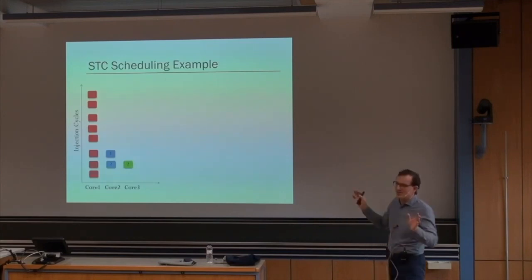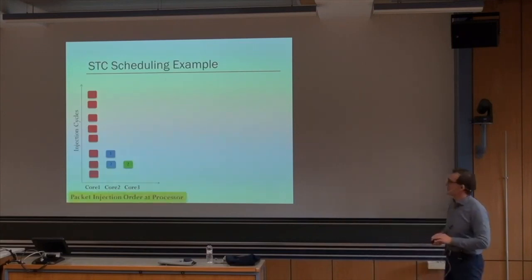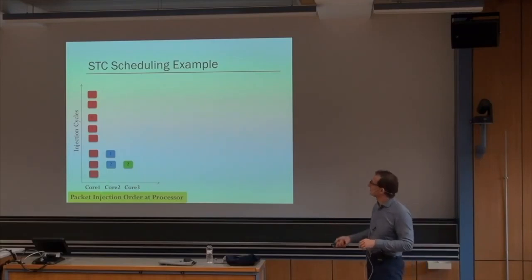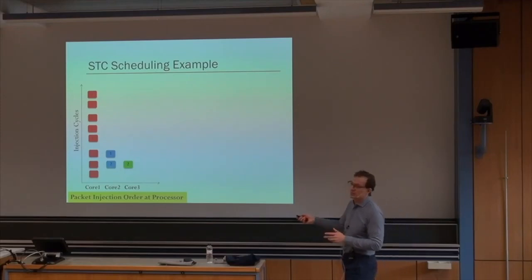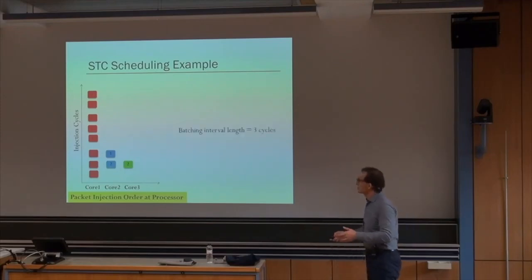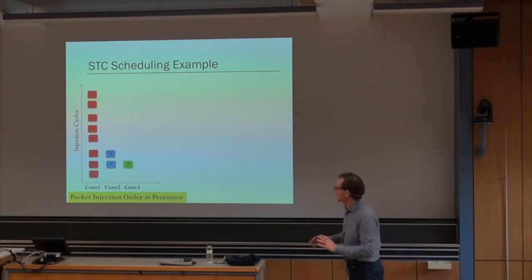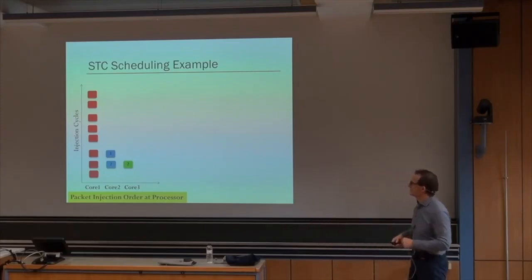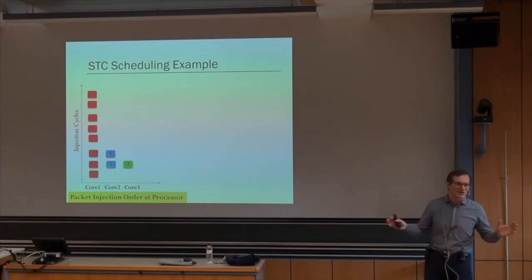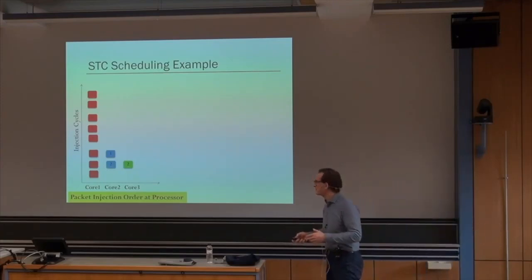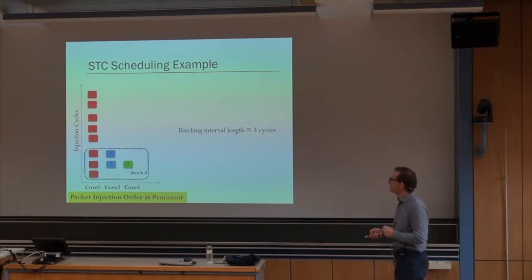So I'm going to give you the basic idea. I'm not going to go into the details of it, but let's assume that this is the packet injection order at the processor. This particular core has injected a lot of packets. This particular one has injected 2, and this one injected 1. And let's assume that we're going to use something similar to parallelism-aware batch scheduling. It's not going to be exactly the same, but batching is a good way of providing starvation freedom. So it's a fundamental principle. If you want to ensure that things make progress, you want to use batching sometimes.